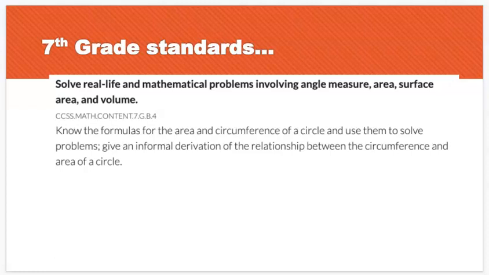In 7th grade, our standards are solve real-life and mathematical problems involving angle measure, area, surface area, and volume. So notice that the students need to know the formulas for area and circumference of a circle and to be able to use them to solve problems. They need to be able to give an informal derivation of the relationship between the circumference and the area of the circle.